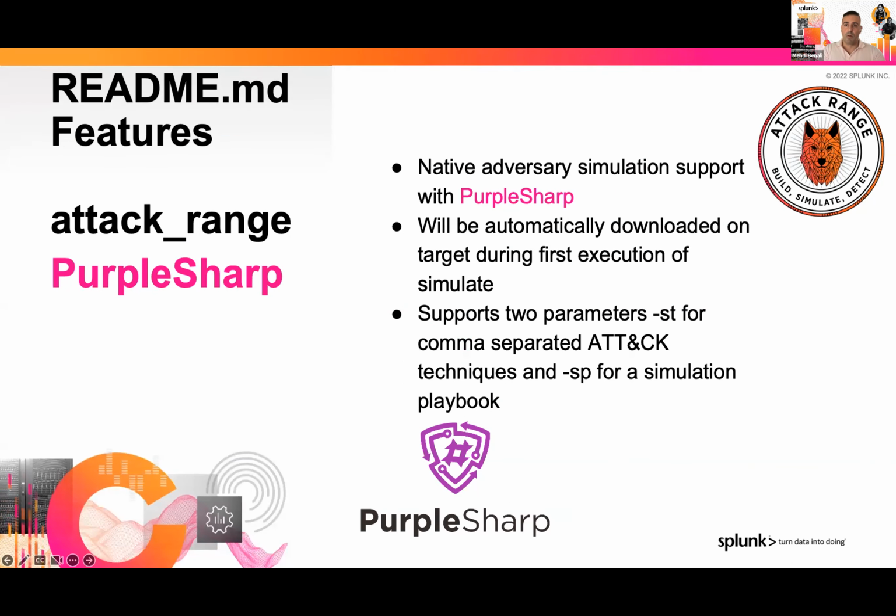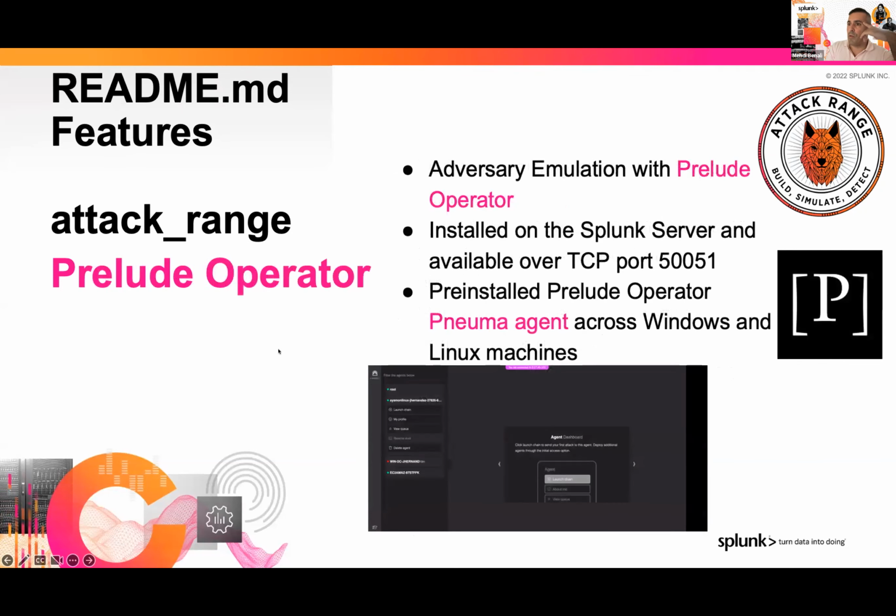Purple Sharp. Purple Sharp is like an open source adversary simulation tool. It's written in C#. It executes adversary techniques within a Windows Active Directory environment. Then you have Prelude Operator. That's the one replacing Caldera. I knew it was Prelude, but I could not remember the exact name. It's installed on the Splunk server, and it's available over TCP port 50051. There is a cool video where, again, it's explained step by step how to use it.